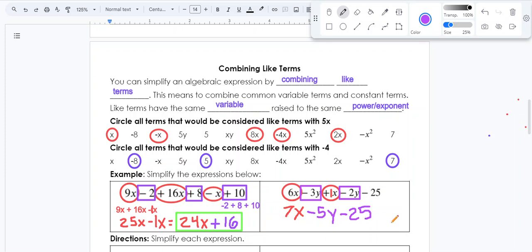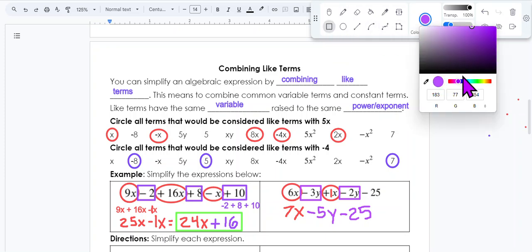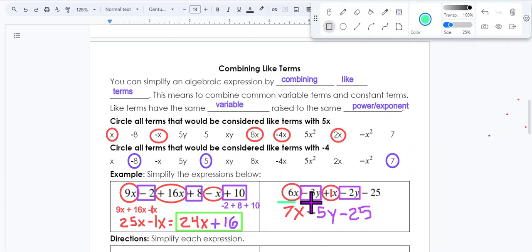I can't do anything else. X's and y's are not like terms. I can't combine them. They have to stay separate. I can't combine my variable terms with my constants, the terms without variables. So this is done. This is my final answer. I'm going to put a box around that so I know that's my final answer.